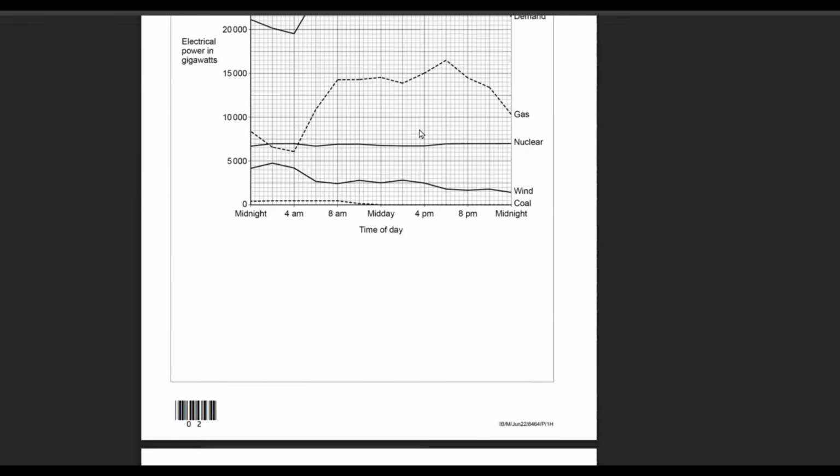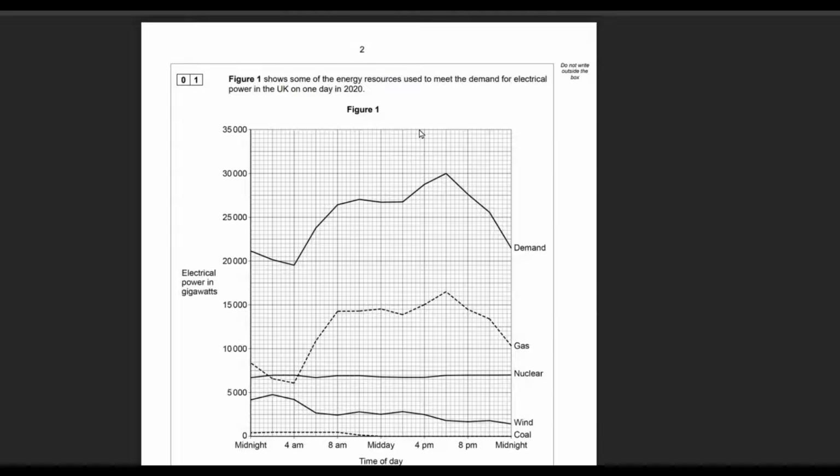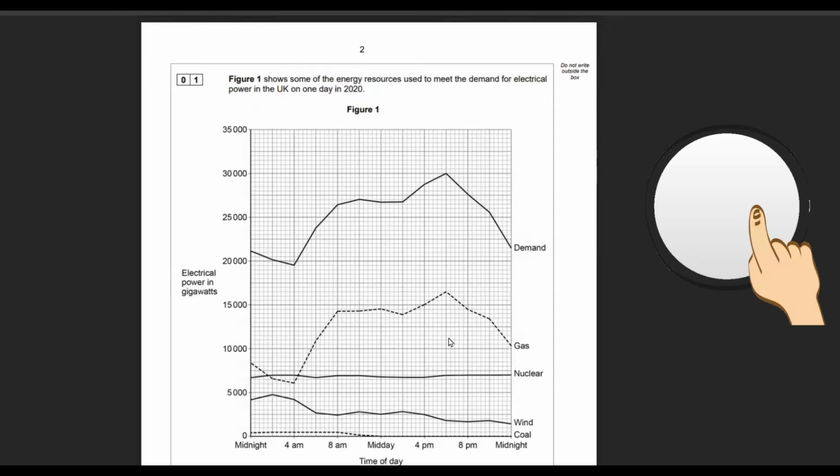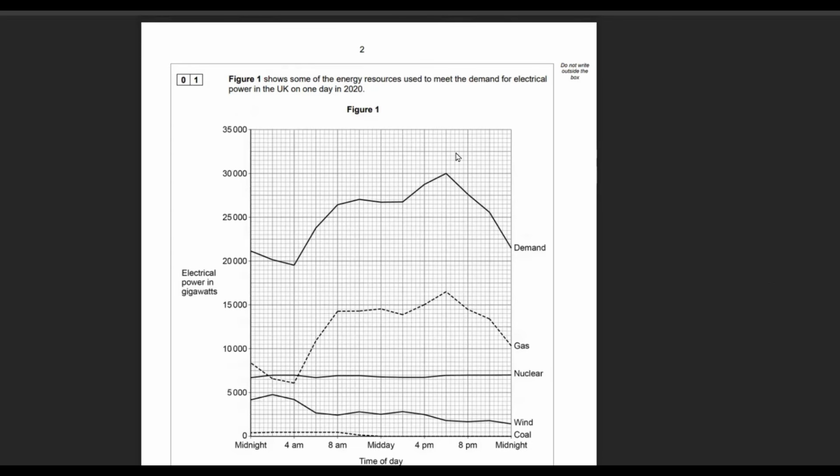What I want you to do is to grab your pen, grab your paper, grab your calculator. It's a little calculation you've got to do. Why don't you press pause on the video now, study the graph, see if you can work out what percentage of the maximum demand at 6 p.m. was gas, and then check how many marks you get. All right, pause the video.